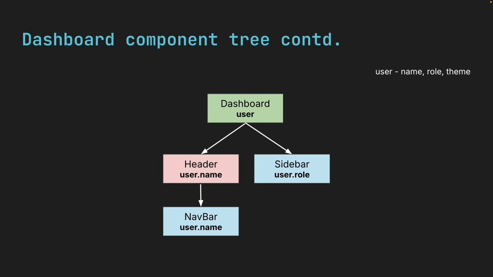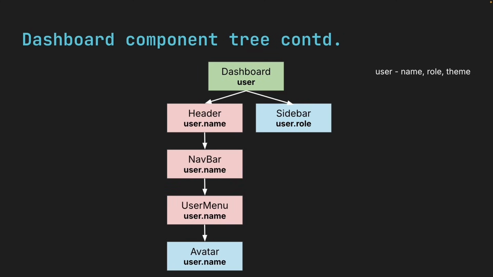Now imagine the tree gets even deeper. The navigation bar renders a user menu component, and the user menu component renders an avatar component. Avatar is the one that finally needs the user's name. But the user prop has now passed through three components that don't care about it at all. They're just carrying it forward because components lower in the tree need it. And this still is not a realistic example.